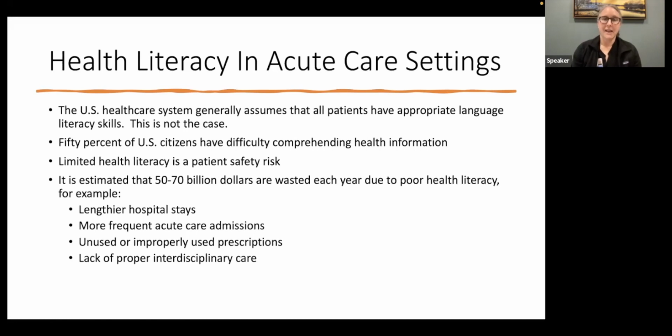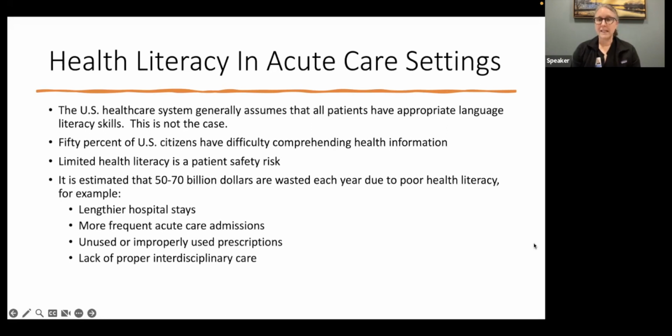It is estimated that $50 to $70 billion are wasted each year due to a lack of understanding of health-related terms. So it can result in things like lengthier hospital stays, more frequent acute care admissions, unused or improperly used prescriptions, and then lack of proper interdisciplinary care.